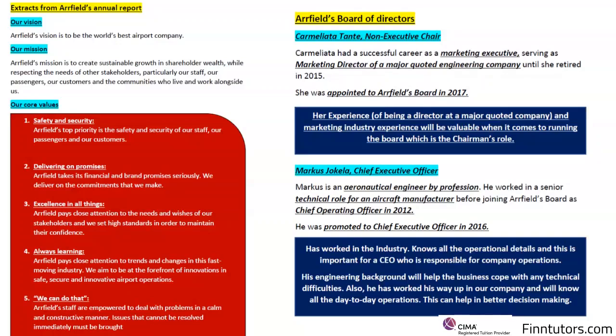So Marcus has worked in the industry. He knows what aeronautics are, how aircraft work, how aircraft are manufactured. So he knows all about the operational details, and this is important for a CEO who is running a company, right? He needs to know what the functioning of an aircraft is, and if he has a technical background, even better. So his engineering background will help the business cope with any technical difficulties. Also, he has worked his way up in our company and will know all the day-to-day operations because he was the operations officer. Then he became the executive officer.